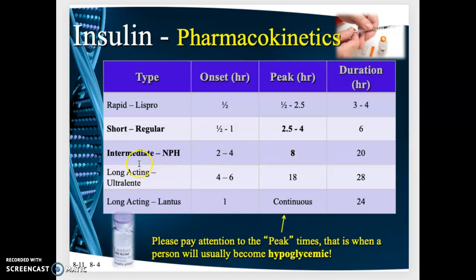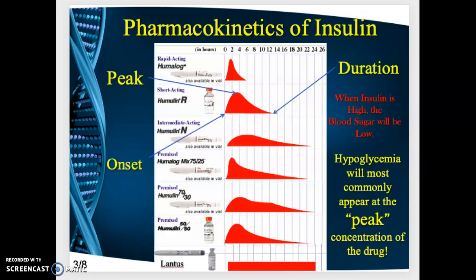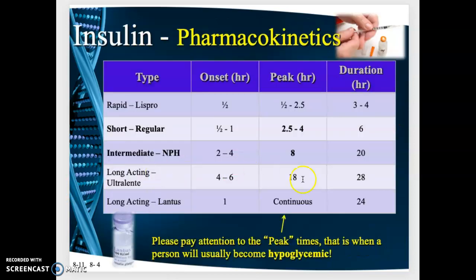Now I want to highlight the Lantus at the very bottom. I forgot to mention this: Lantus has about an hour onset, but it doesn't have a peak. It reaches the highest level, but it's consistent all throughout the day for 24 hours. Then after 24 hours, it's gone. So Lantus doesn't follow the peak like all the other insulins do. That's why it says on this slide that it doesn't have a peak, but it has a continuous amount all throughout the day for 24 hours.